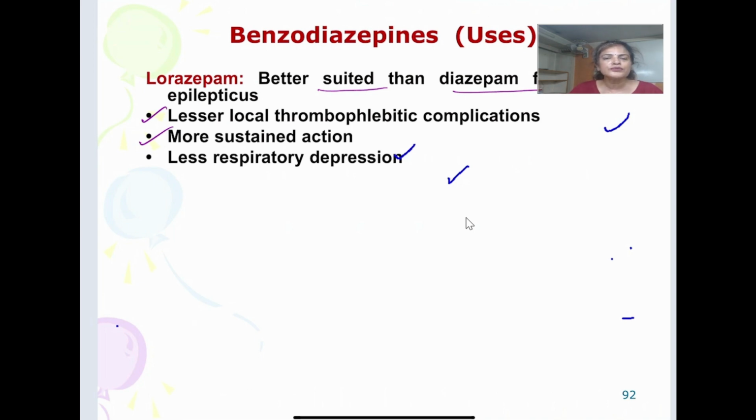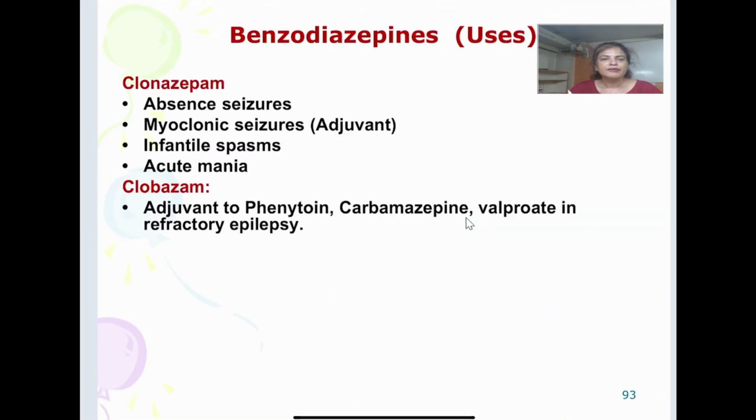What are the other 2 drugs? Clonazepam and clobazam, they are given by oral route. Where can we use them? Mechanism of action again is the same. And all these benzodiazepines, whether lorazepam, diazepam, clonazepam or clobazam, their main side effect is sedation because they are also used as sedative and hypnotic.